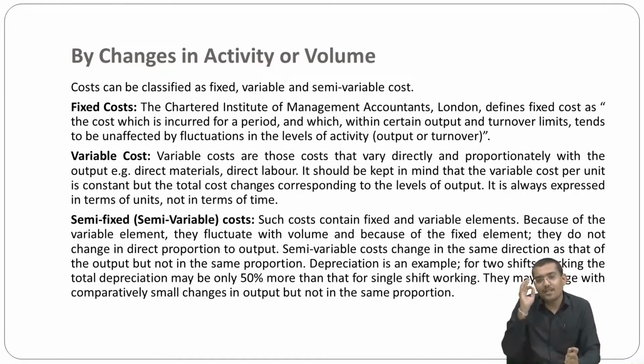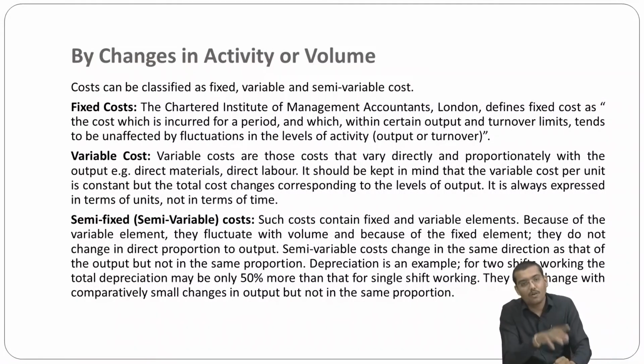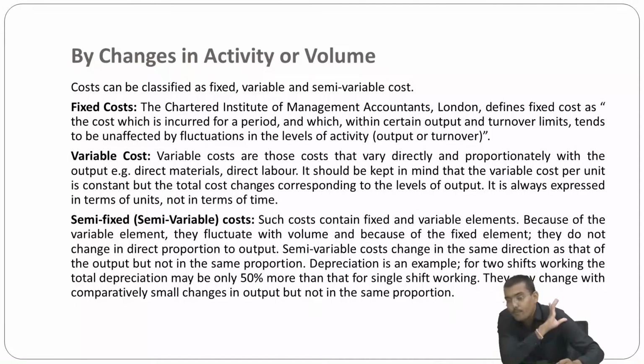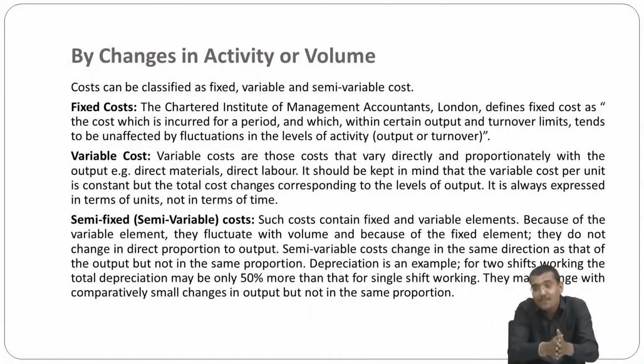For example, depreciation. For two shift working, the total depreciation may be only 50% more than that of the single shift, and the manager will have comparability with small changes in output, but that is not in the same proportion. So effectively it is treated as what, my dear friend? That is a semi-variable and semi-fixed cost.